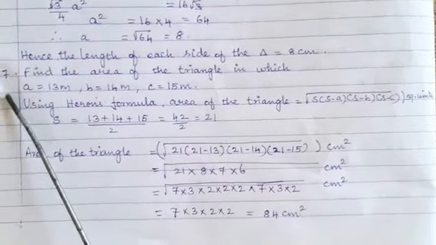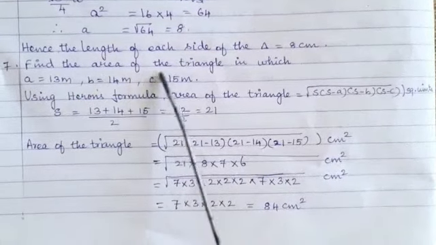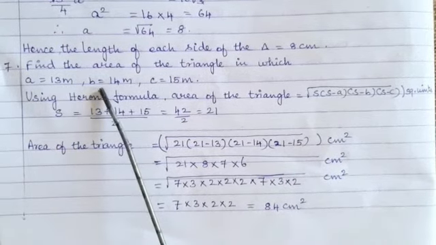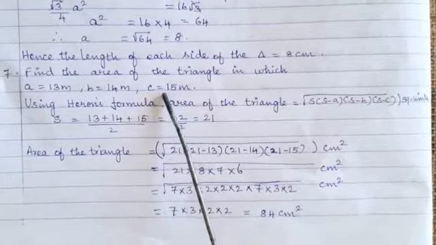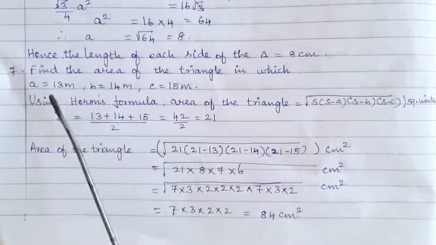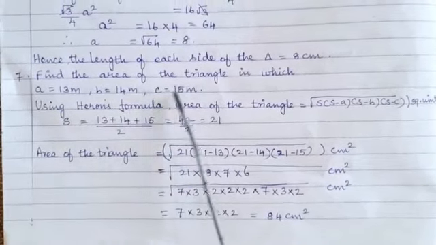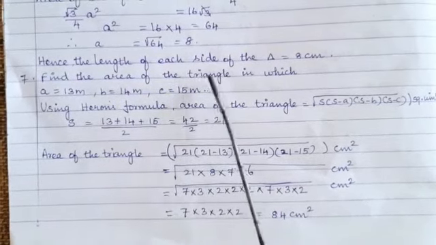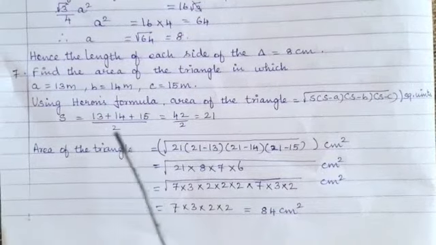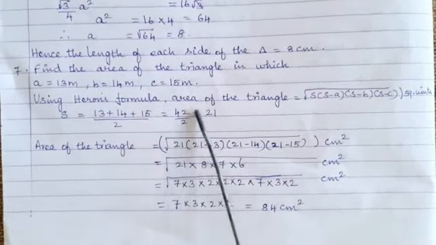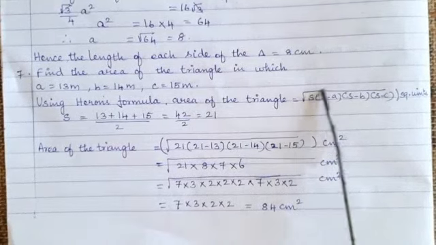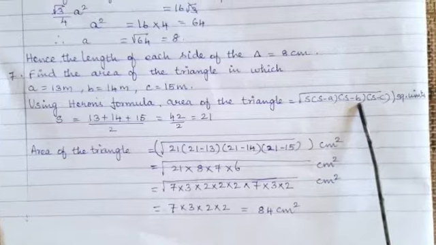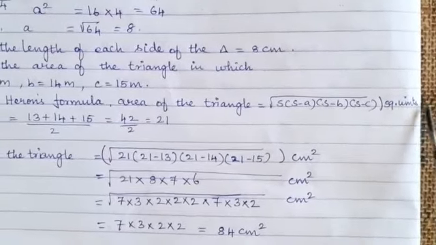Question number 7. Find the area of the triangle in which A equal to 13 meter, B equal to 14 meter, C equal to 15 meter. In this question all sides are different. 3 sides of the triangle are given. Now we have to find the area of the triangle. So we will use Heron's formula. Using Heron's formula, area of the triangle is equal to square root of S into S minus A into S minus B into S minus C square units.